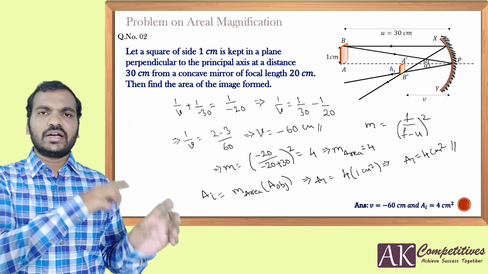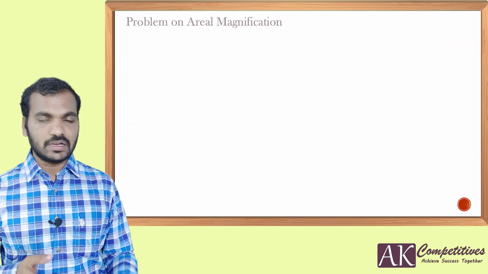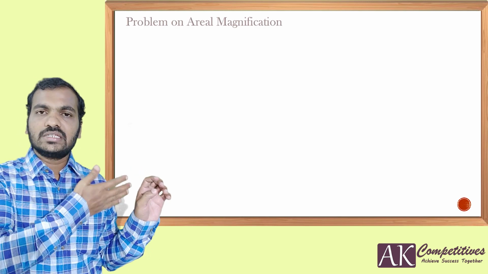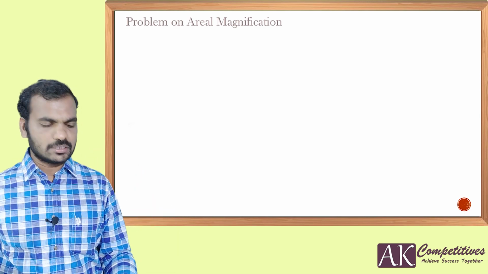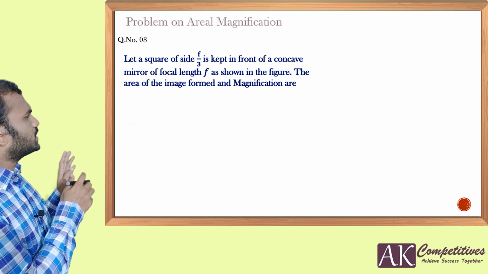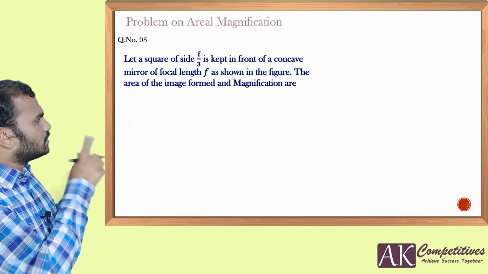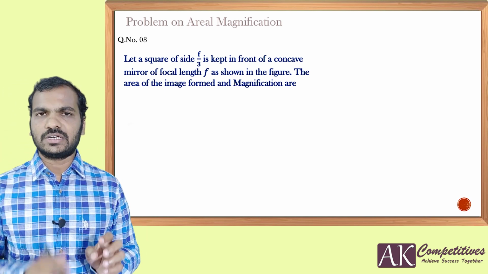Let us see, I told you, right, the second type of model, how we are going to do another kind of problem, where one side of the object is going to be coinciding with the principal axis. See, this is the question. There is an object, a square of side f by 3, which is going to be kept in such a way that one side is coinciding with the principal axis.